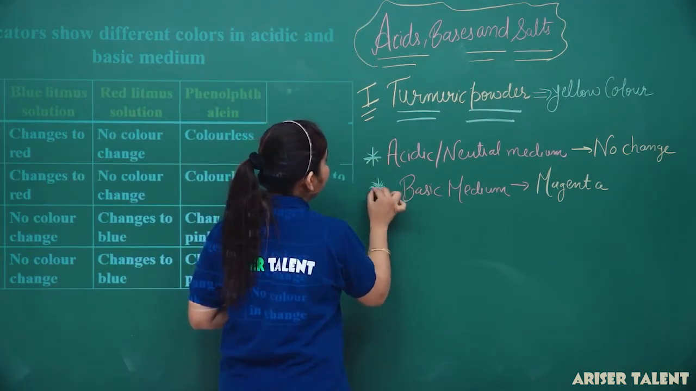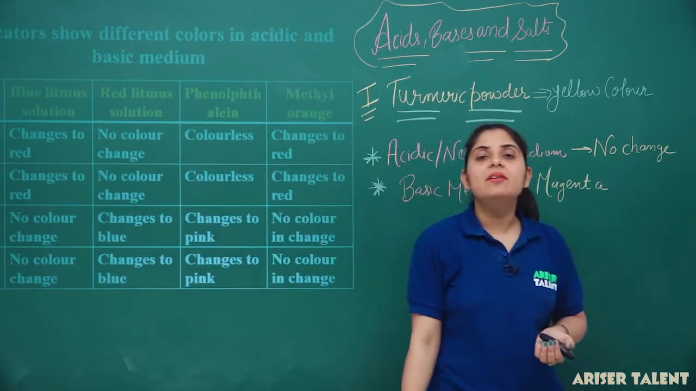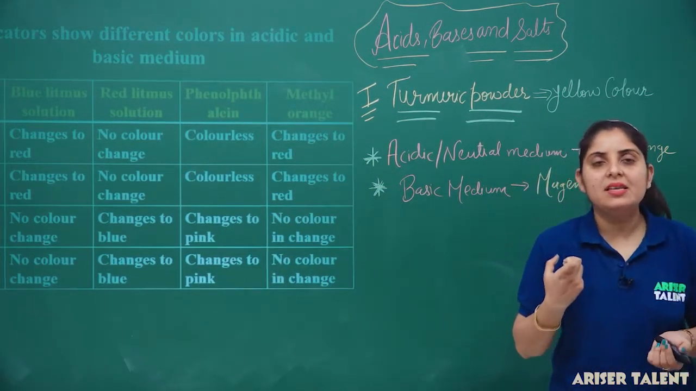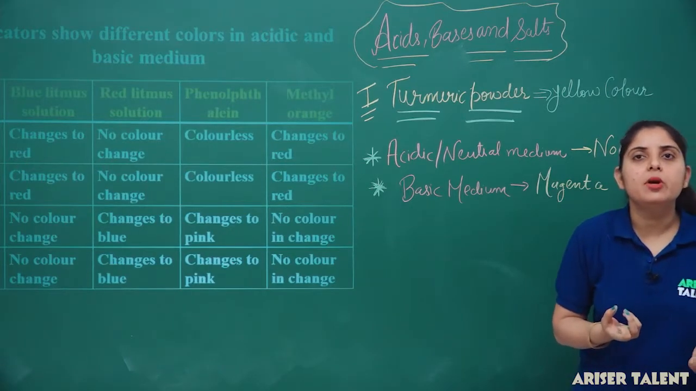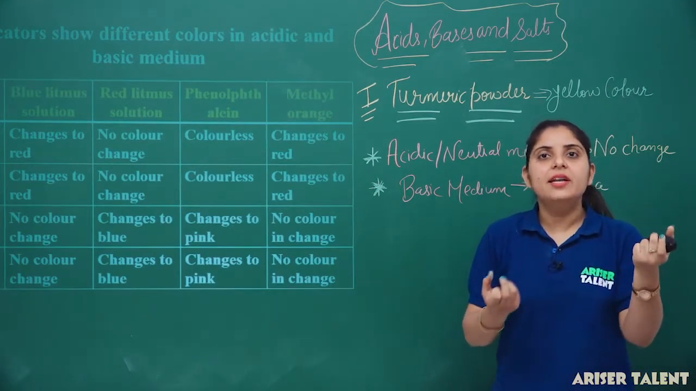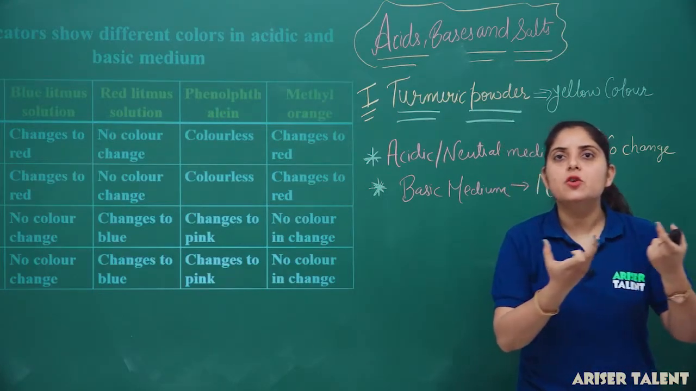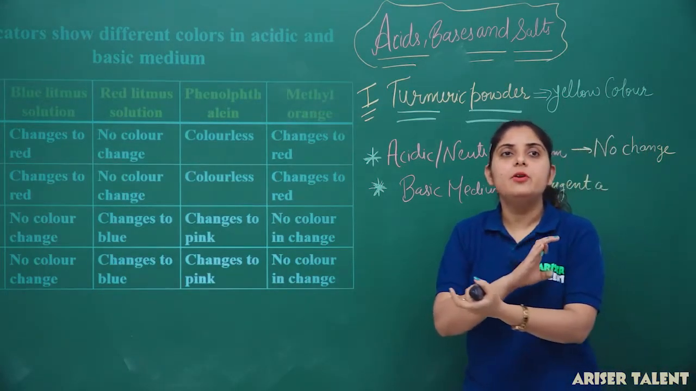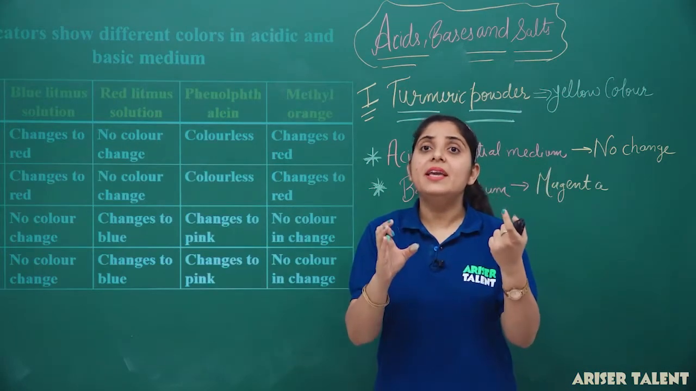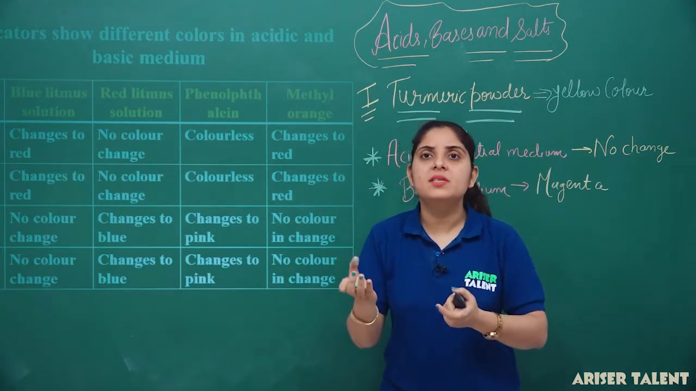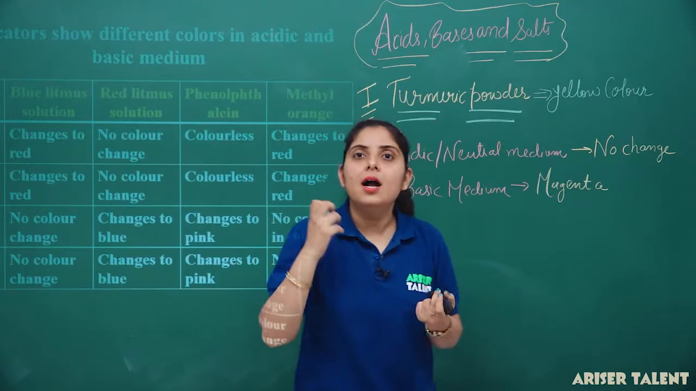We have one more example in this series. We are considering the China rose petals. China rose is a natural indicator because the petals are extracted from the China rose flower, which is pink in color. So what happens in case of acidic or neutral medium? It will not show any color, but in case of the bases, what we are going to observe, it will change into dark pink.